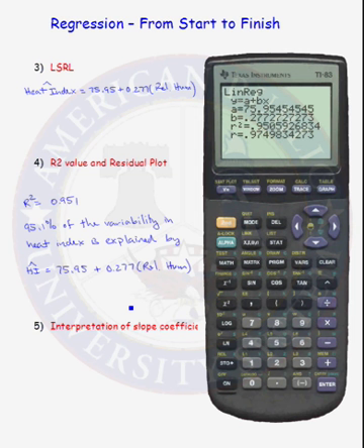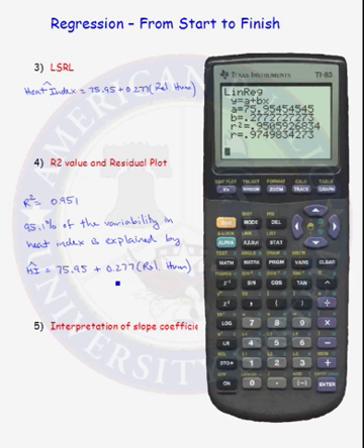The next step is to assess whether we have a good linear model or not. We want to calculate the R-squared value and look at a residual plot. Our R-squared value is given to us because we had our diagnostics turned on when we ran the least squares regression. We see that our R-squared value is 0.951. This means that 95.1% of the variability in heat index, our response variable, is explained by our model of heat index hat equals 75.95 plus 0.277 times the relative humidity.